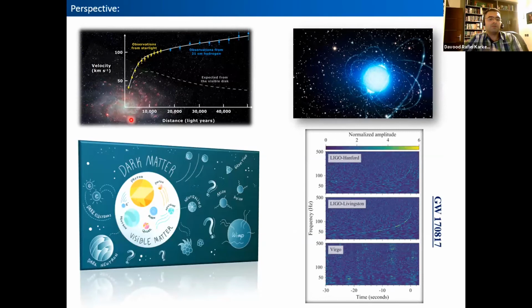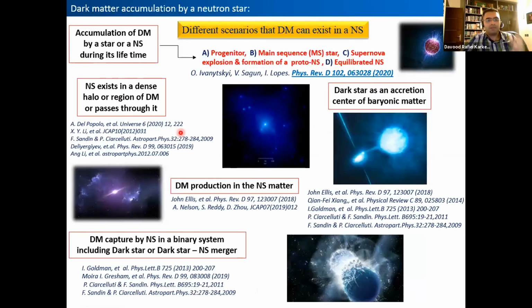observational evidences for dark matter, different candidates for them, and we know that neutron star is in fact the densest object in the universe. We can have dark matter inside or around it, and by having different observational techniques, we can probe the question of how dark matter can affect the neutron star structure. So the first question that will pop into your mind is how dark matter can exist in neutron star, or can accumulate in neutron star.